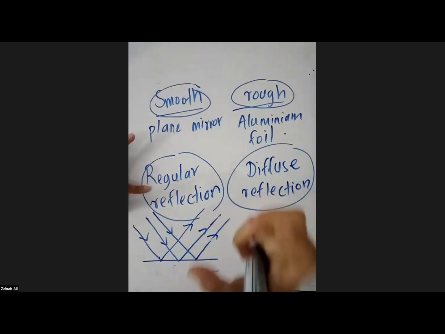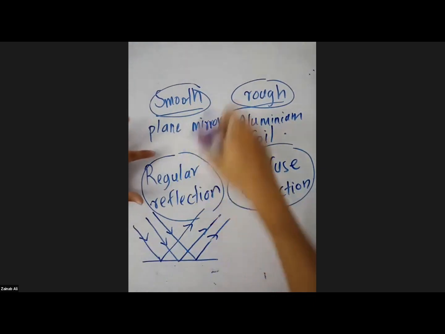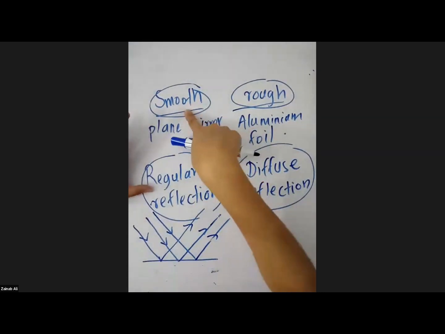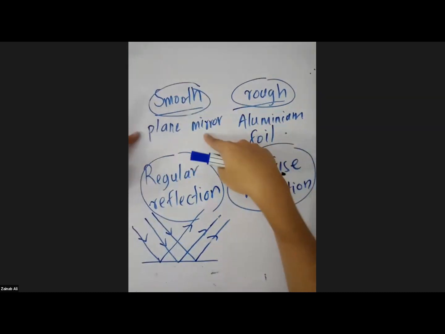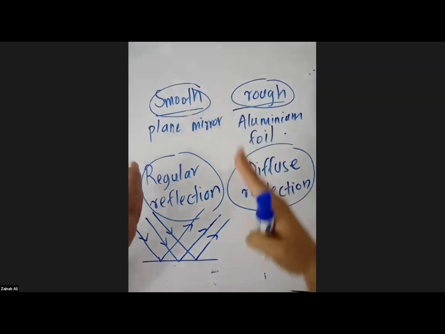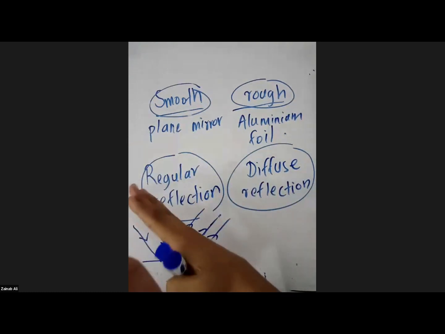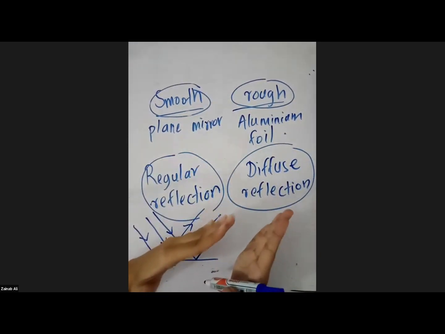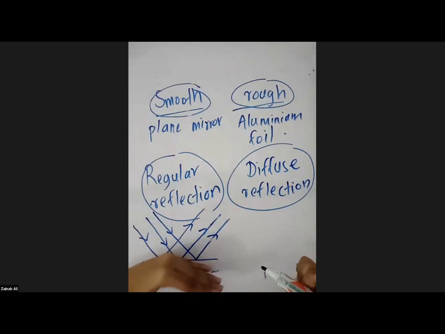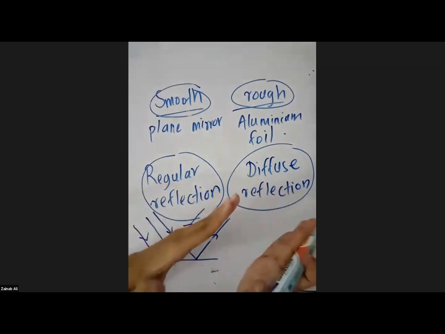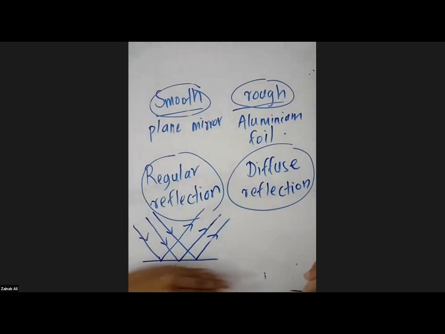So I have taught you some points. Regular reflection occurs in a smooth surface. That's the first point. An example for a smooth surface is a plane mirror. So what is a regular reflection? Regular reflection means the parallel light rays are reflected parallelly on a smooth surface. You call that a regular reflection.